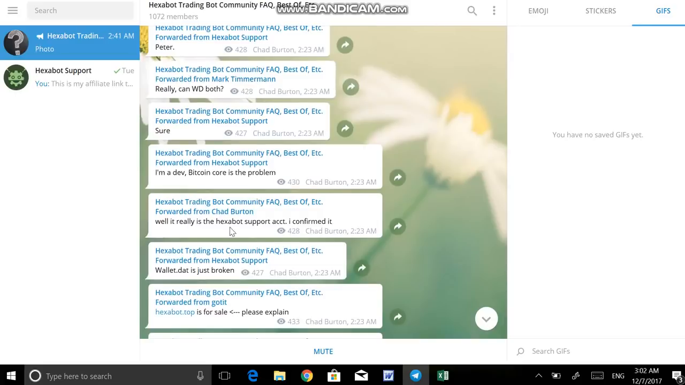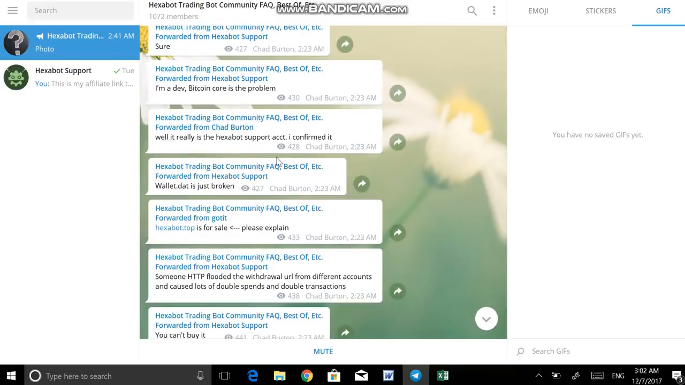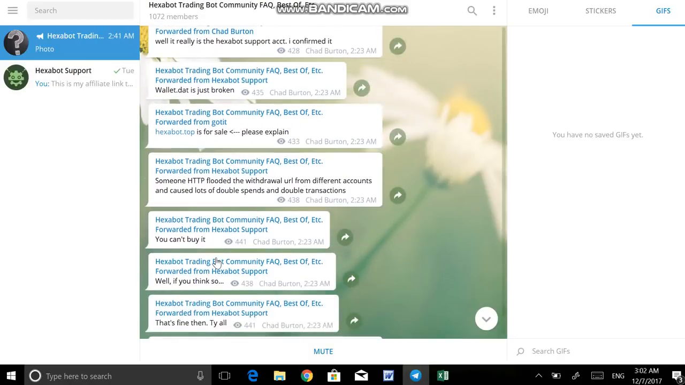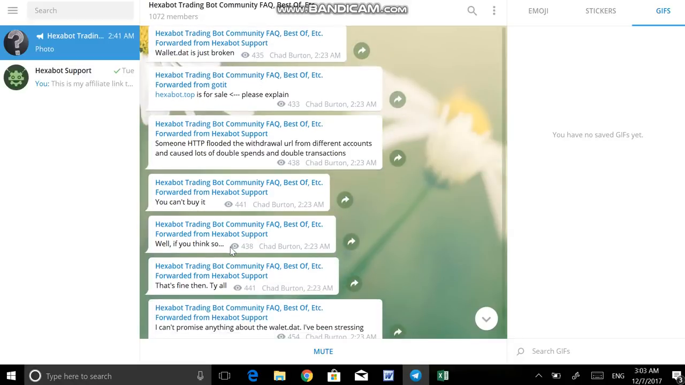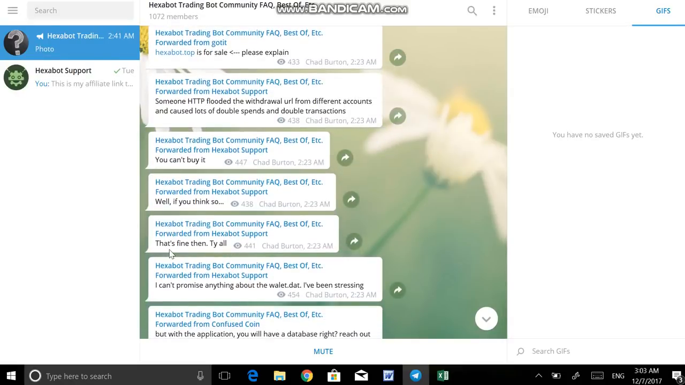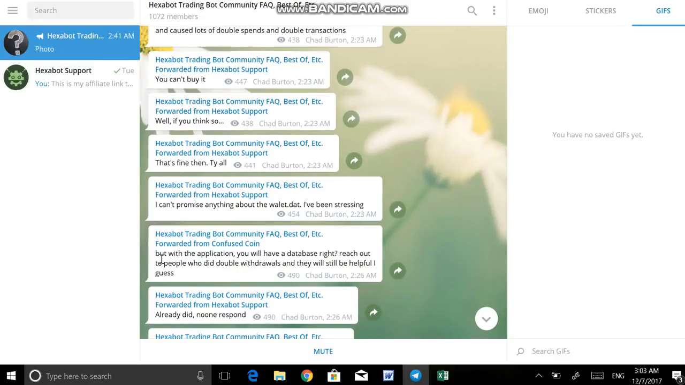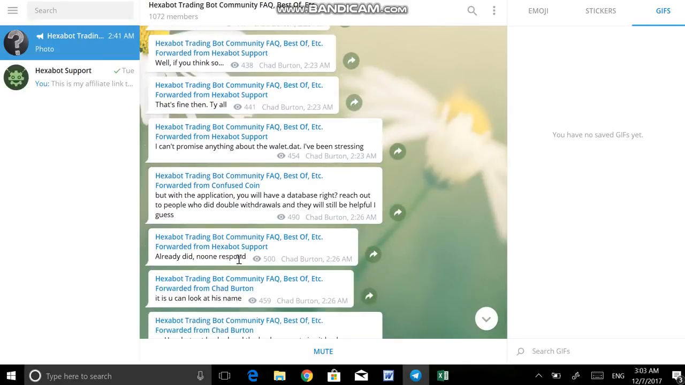And then this guy Chad Burton is confirming that it is the actual Hexabot support account. The wallet.dat is just broken. This is from Hexabot, again forwarded: someone HTTP flooded the withdrawal URL from different accounts and caused lots of double spends and double transactions. It is related to a question that was asked about the site being for sale. Well, if you think so, I don't know what it is related to. That's fine then. Thank you all. Hexabot support: I can't promise anything about the wallet.dat, I have been stressing. Then this guy asks, but with the application you will have a database, right? Reach out to people who did double withdrawals and they will still be helpful. Already did, no one responds.